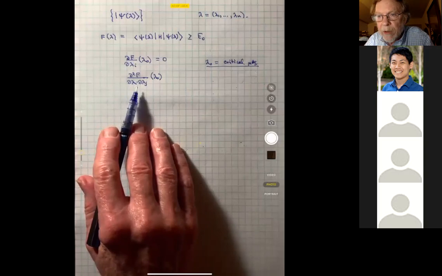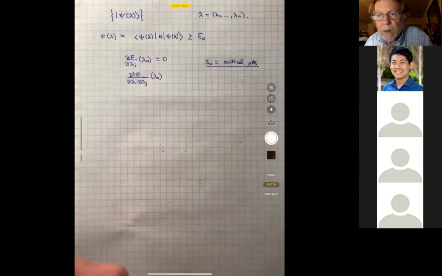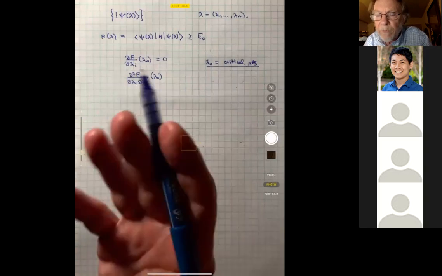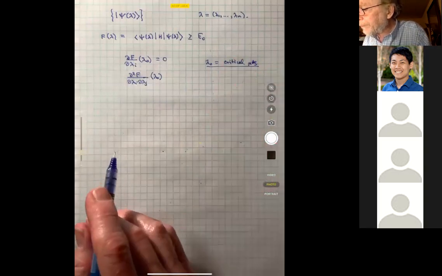And finally, if this matrix has some zero eigenvalues, then the test based on second derivatives is inconclusive, and you need to go to higher derivatives and do a more sophisticated test. But in any case, finding the critical points is the first step in finding the minima. So that's all standard stuff.